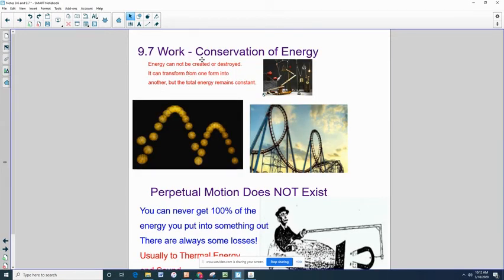Okay, so now we're on to the conservation of energy. The conservation of energy is something you probably have all heard of before and hopefully have a good understanding of. And that is that energy cannot be created or destroyed, but it does transform from one form into another. So for instance, you put batteries into a little toy that makes it go. The chemical potential energy in the battery can be transformed into sound energy if it makes noise, or it can be transformed into kinetic energy if it rolls around, and so on. But the total energy remains constant, and that is really important to understand.